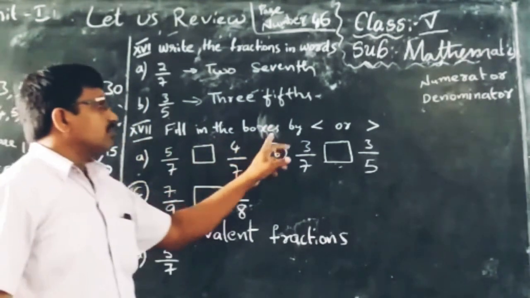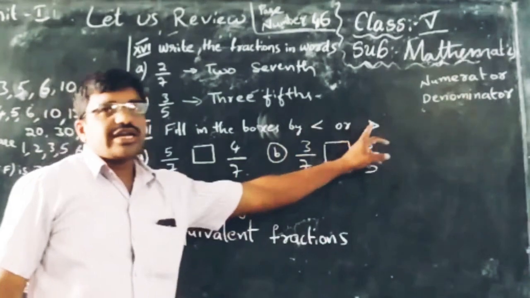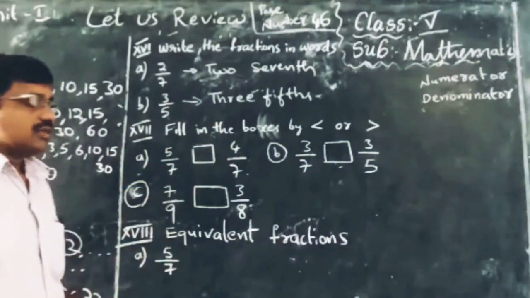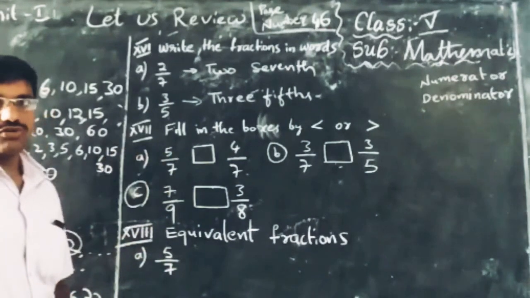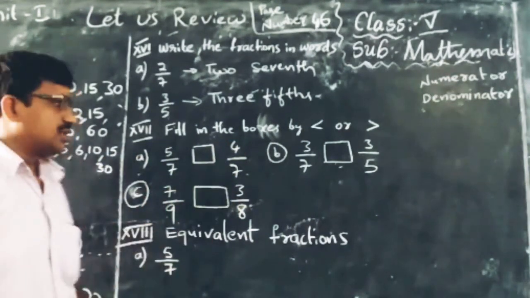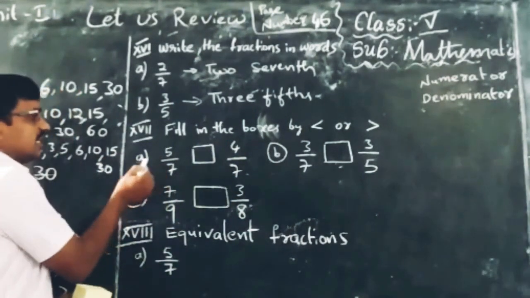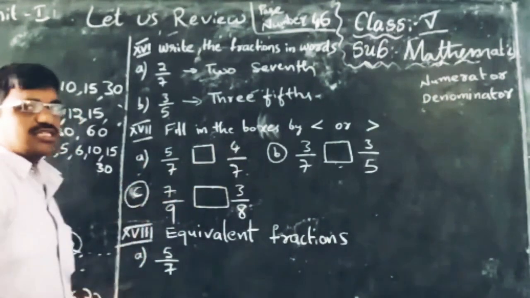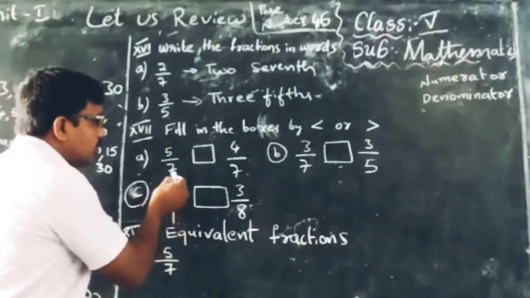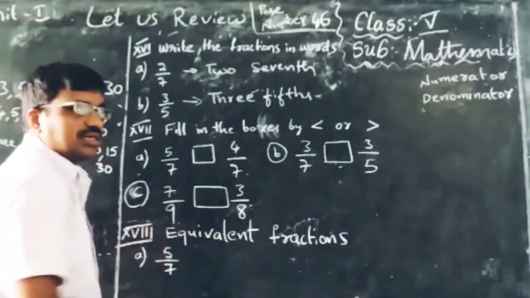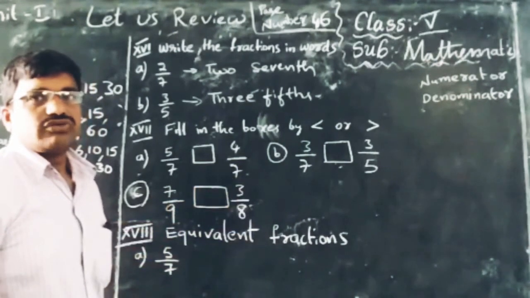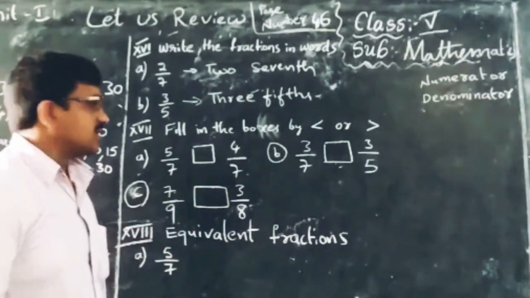Now fill in the boxes with less than or greater than symbols. Here we are comparing the fractions. So here I am doing 3 problems for you. Why? Because there are 3 different problems. Now here in this A bit, 5 by 7 and 4 by 7, which is the smallest one, which is the greatest one? Here both denominators are equal. Here 7 is there, 7 is there. So we can say they are like fractions.